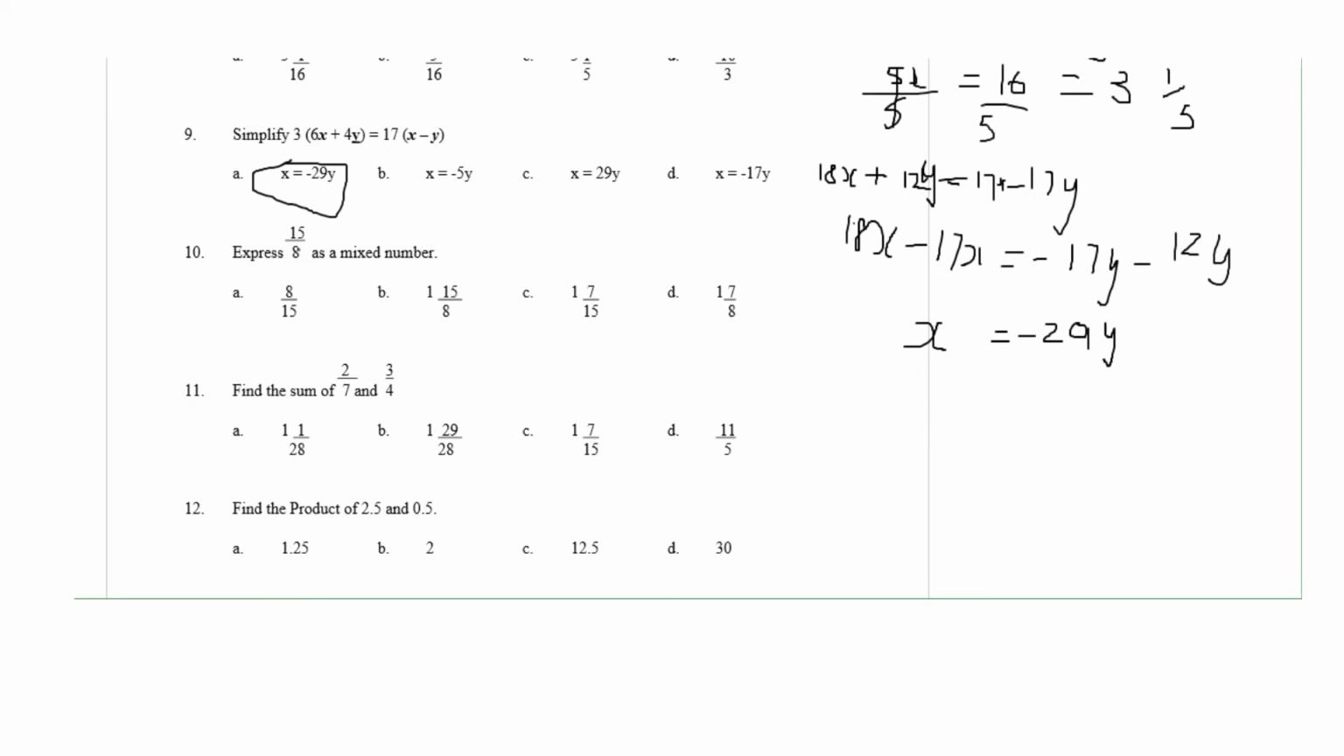So we're going to find 15 over 8 as a mixed number. So to find 15 over 8, we say 8 into 15 goes 1 and remainder 7. So the answer is D, 1 and 7 over 8.